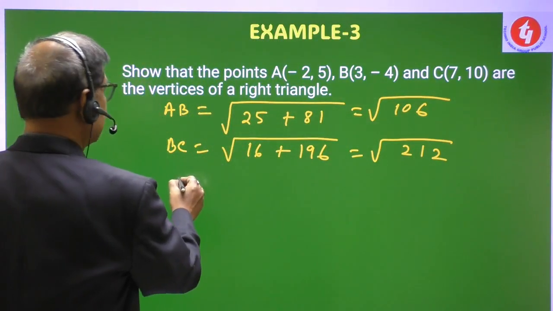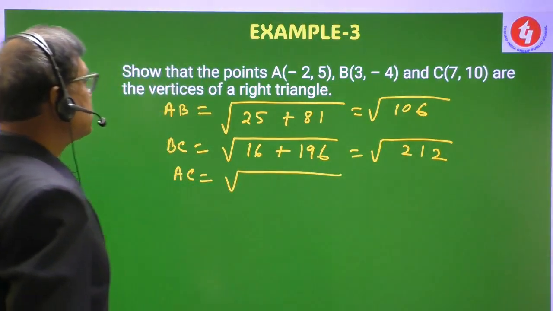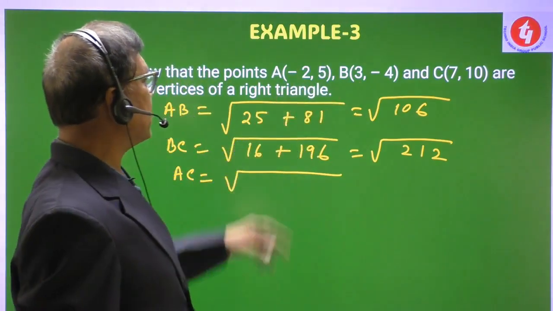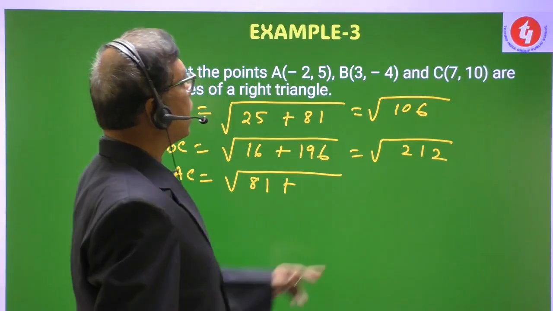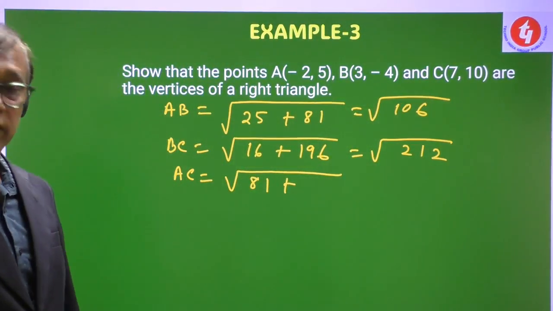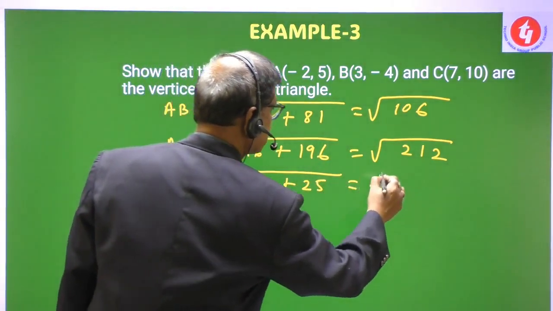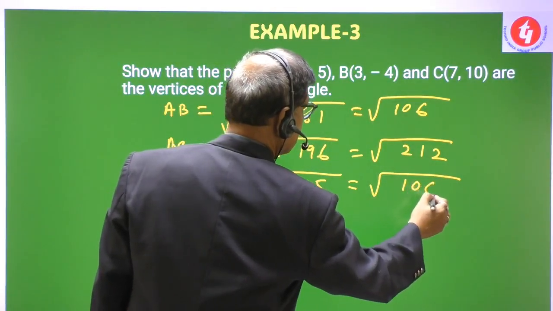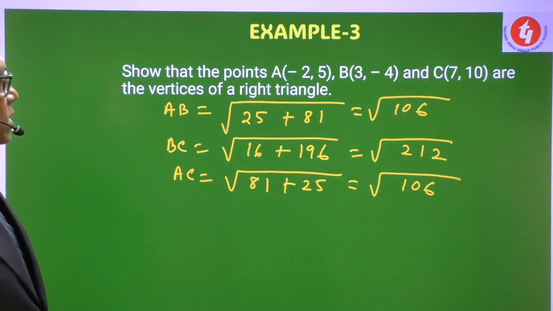Now we'll find AC. AC is 7 minus of minus 2, that is 7 plus 2, 9. 9 square 81, and 10 minus 5 is 5. So 5 square is 25. So this result is giving how much? 106. Square root of 106 unit is the length of AC.